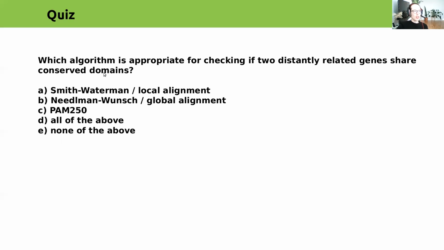We're accepting that maybe we have large regions of unaligned bases that we're just going to ignore basically and search for the regions that do align well. So that is item A here, Smith-Waterman or local alignment.